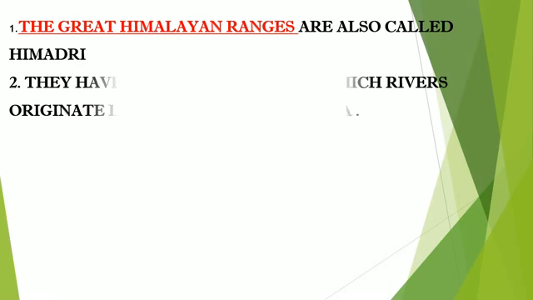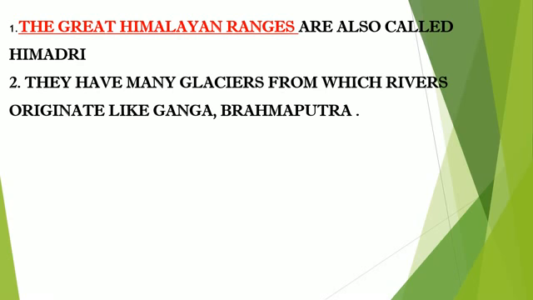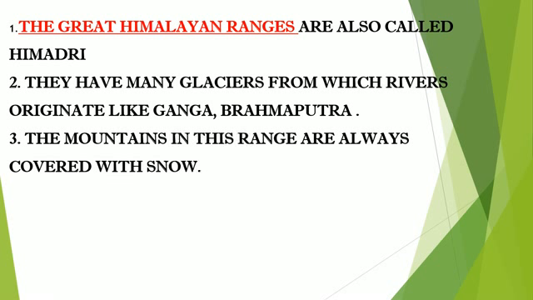Second, in this range, you will find lot of glaciers. Glaciers, you understand? Very huge mountain of ice. And from these glaciers, many rivers originate like Ganga, Brahmaputra, Indus, Yamuna. All these rivers originate from the glaciers of Himalayas, because glaciers are nothing but the big mountains of ice and snow. So slowly and gradually rivers come out from them, originate from them. So lot of glaciers you will find in this Himadri range.